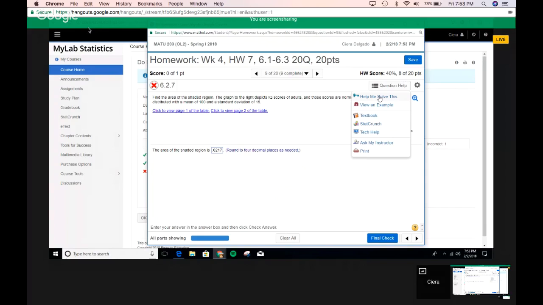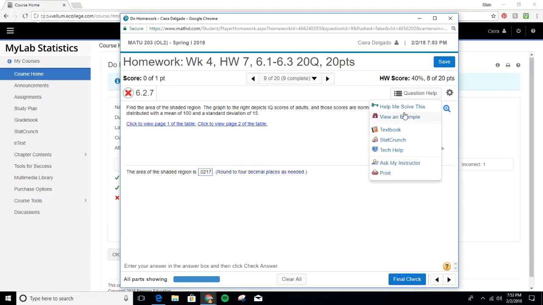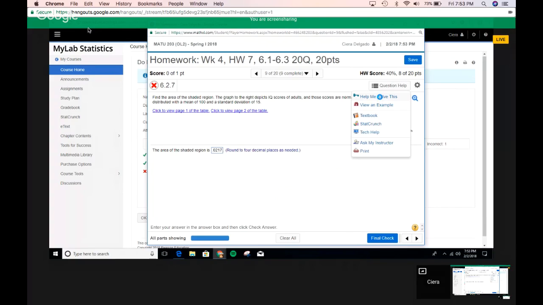Okay, so let's see the 0.07. We know how to do everything except the 0.07, right? Remember, it was talking about 0.07, and we did corresponding. So this is the tricky part. So let's go back to that. To the help me solve this?